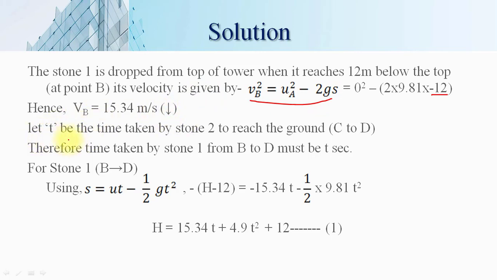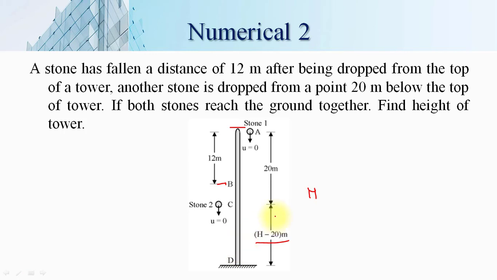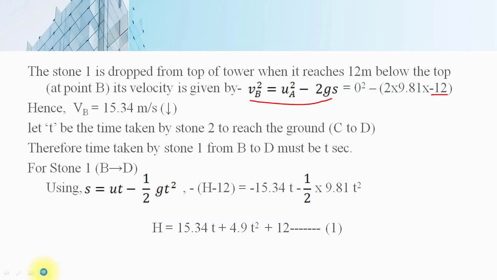Then the time is assumed as t, which is the time taken by the second stone to reach the ground, that is from point C to point D. Therefore, the time taken by stone 1 from B to D must be t seconds. From C to D we are saying it is time t for the second stone. Because both of the stones reach point D at the same time, the time from B to D is also considered as t.